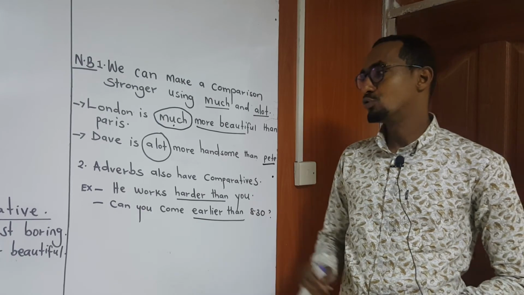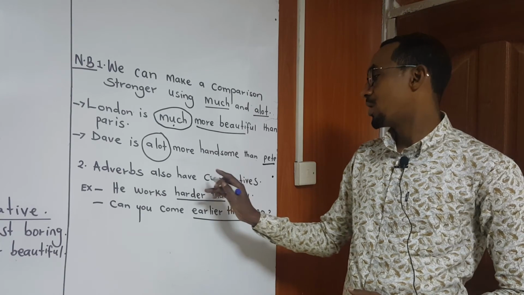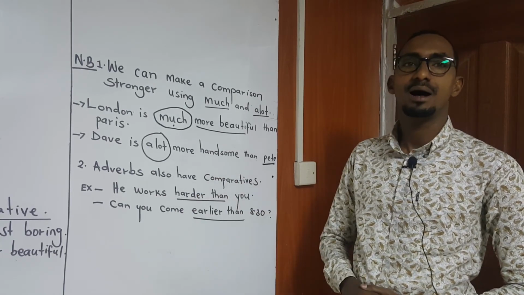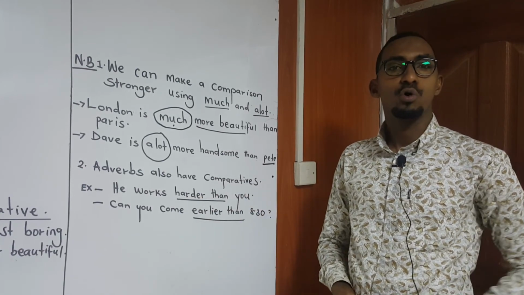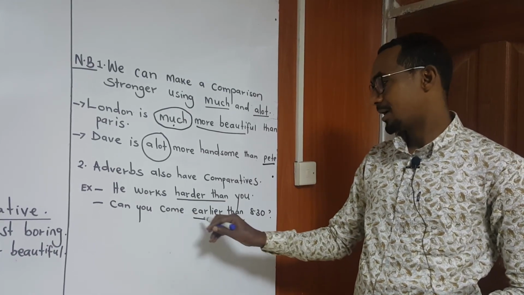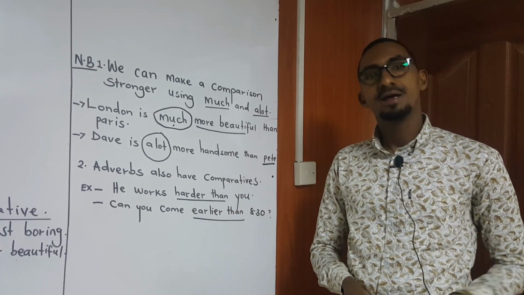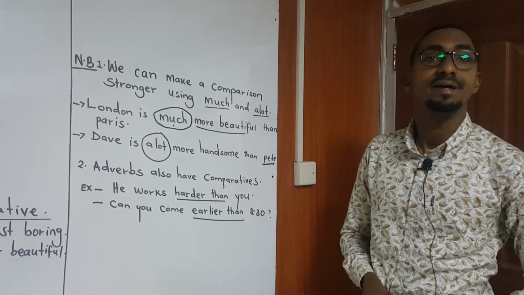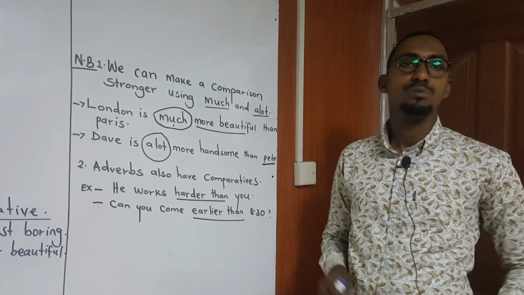Number 2, sometimes we use adverbs. Adverbs also have comparatives. For example, he works harder. Hard is an adverb. He works harder than you. Or he is more hardworking than you. Can you come early? Earlier. Early ends in Y. You drop the Y and then you add IER. So therefore we say, can you come earlier than 8:30? It means somewhere around 7:30 or somewhere around 7.